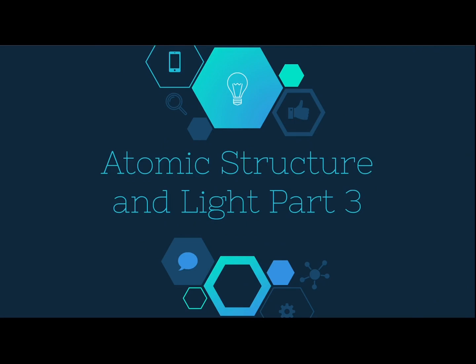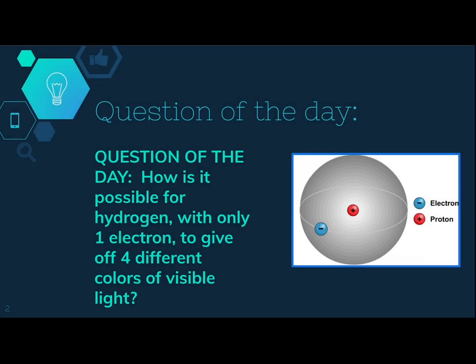This is on atomic structure and light, part 3, so kind of continuing on what we've been talking about in class. Your question of the day is, how is it possible for hydrogen with only one electron to give off 4 different colors of visible light? So you may need to pause the video and go ahead and answer that on your notes.